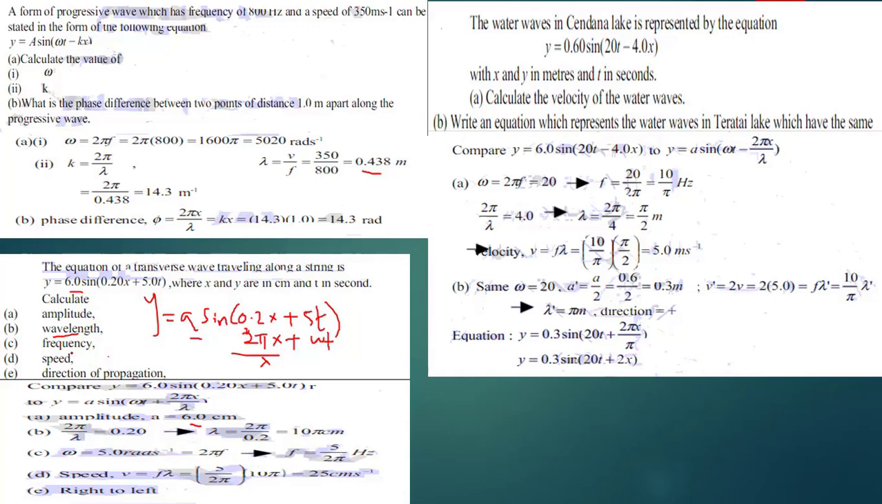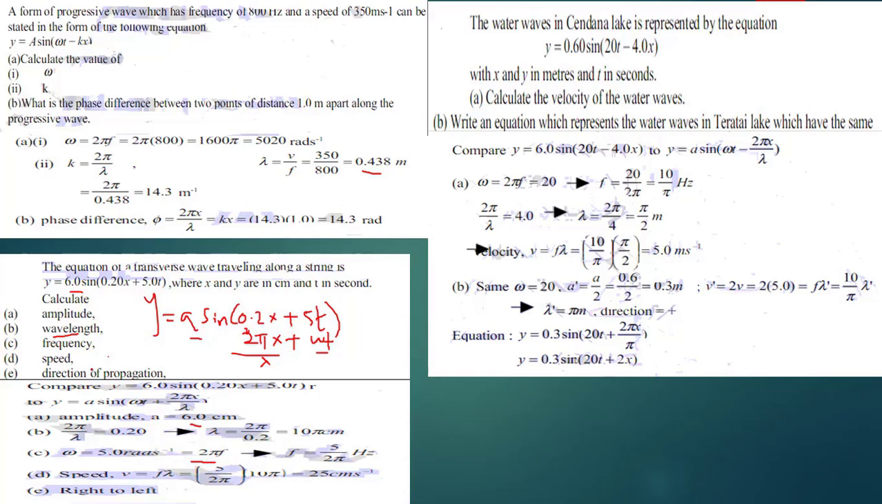So for the frequency, we can get it here because w is equal to 2 pi f, so 2 pi f is equal to 5. Okay, so 5 is equal to 2 pi f, so from here you can get frequency is equal to 5 divided by 2 pi, and we get the frequency.